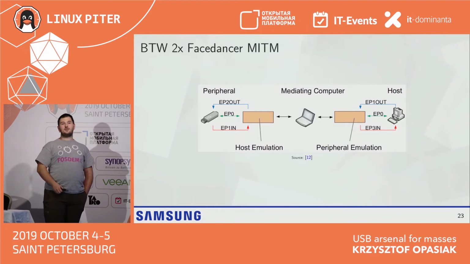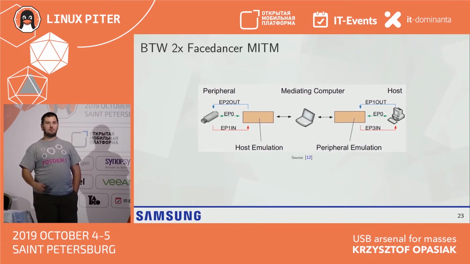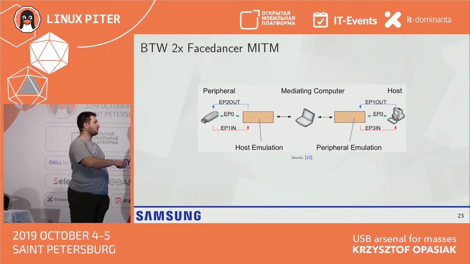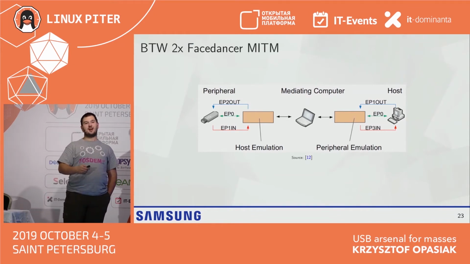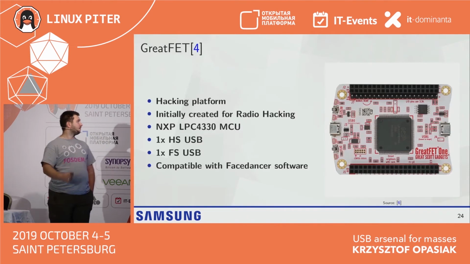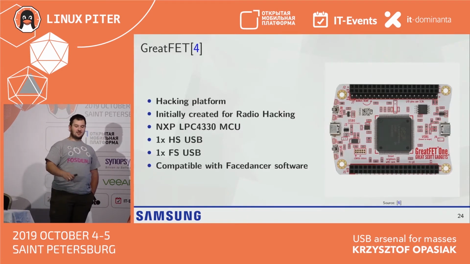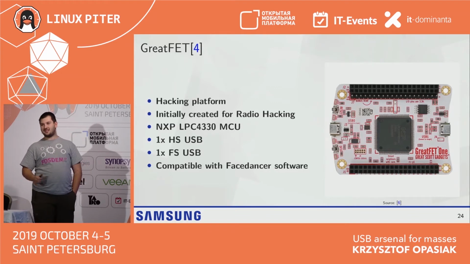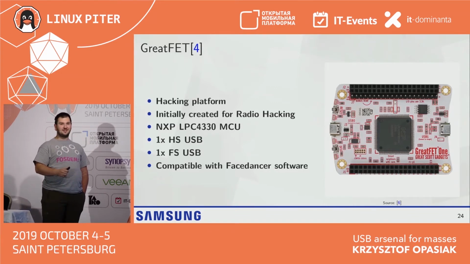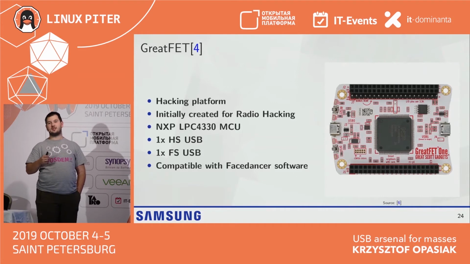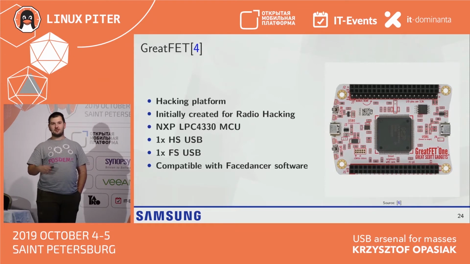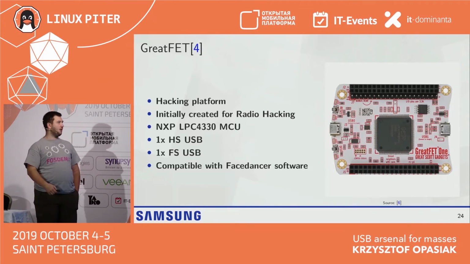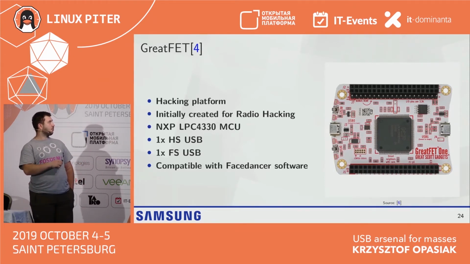By the way, if you use two of those devices, then you can do a proper man in the middle, intercepting the traffic on your computer, because this device is so awesome that it's capable of not only acting as a USB device, but it can also act as a USB host. Unfortunately, that device also has disadvantages, and the main disadvantage is that it supports only low speed, and it is really, really slow. So if you would like to do any kind of effective fuzzing, then you have to go for something better. And one of the options is GreatFET.